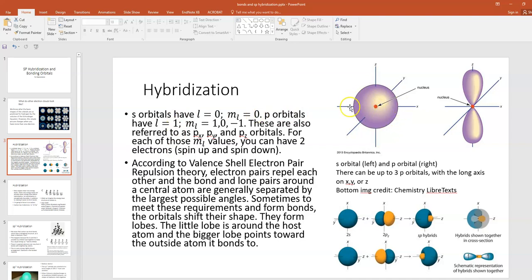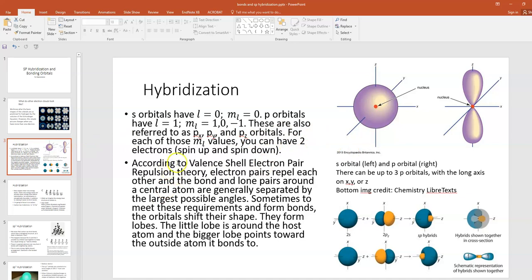So you have your spherical s orbitals that can hold two electrons, and then you have your dumbbell or figure-eight shaped p orbitals, right? The p orbitals have L equals 1, and ml can be either 1, 0, or minus 1. Those can hold two electrons apiece, so there can be up to 6 electrons in p orbitals in a full shell, okay?